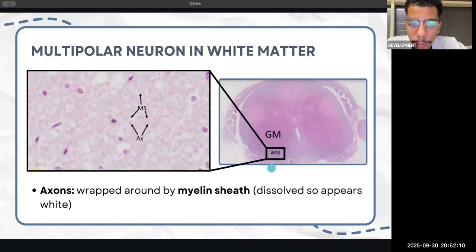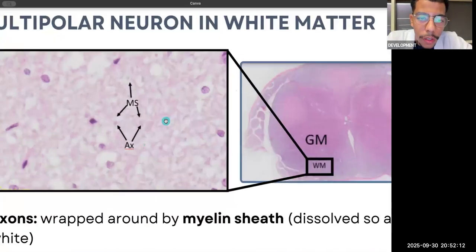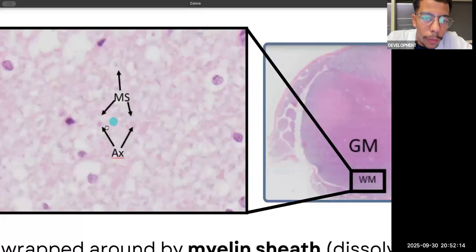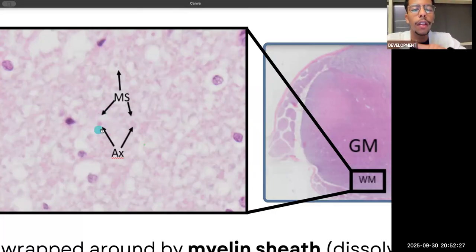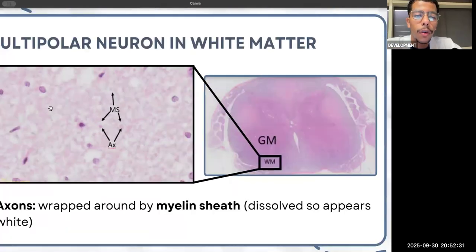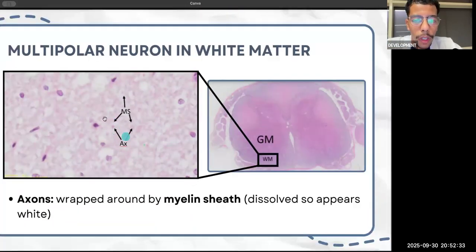Now for white matter, we can see the axons here. These pink cells. Can you see here? This is your axon, and then the white surrounding the axon is what? Your myelin sheath. Now, what is myelin sheath? It's kind of like a fat layer that wraps around the axon. Now, why is it wrapped around the axon? One, insulation. Two, for faster nerve impulses.